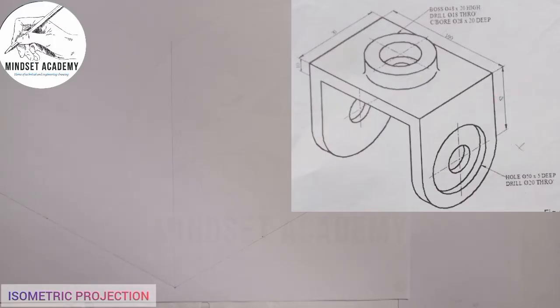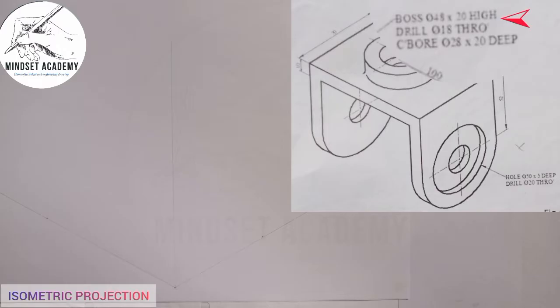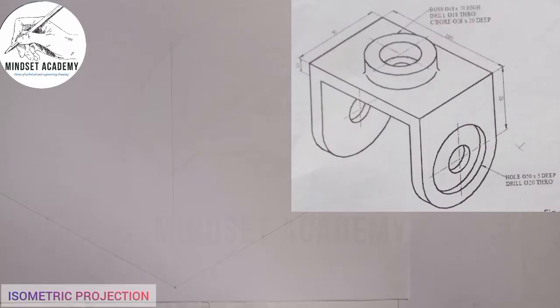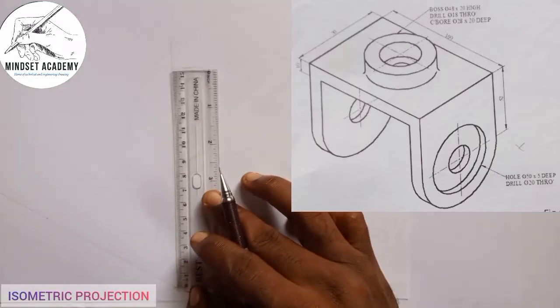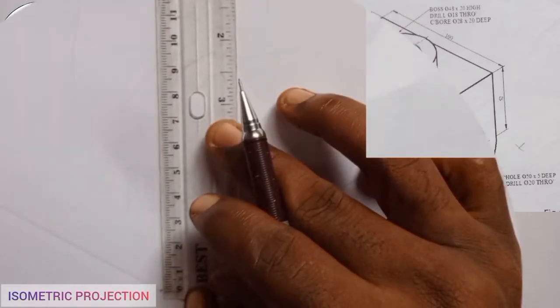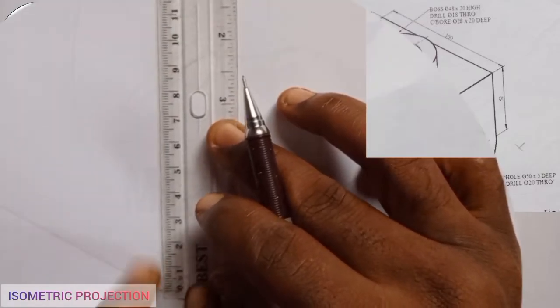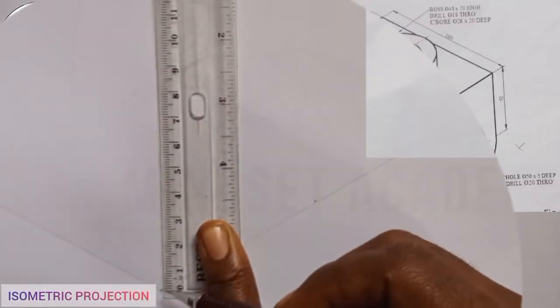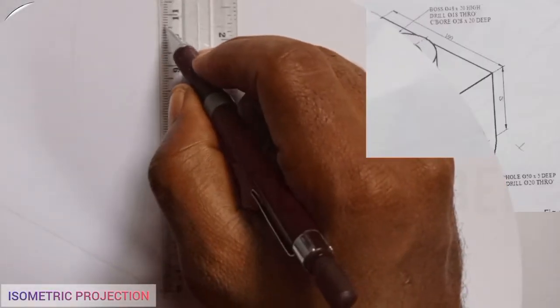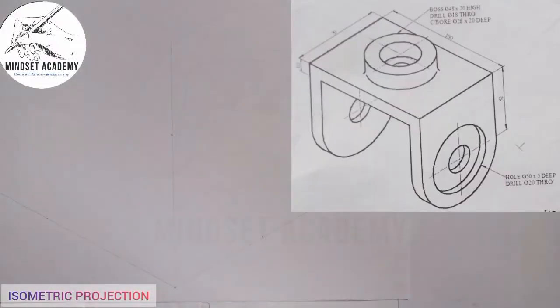Now if you read this inscription here, we are told that the boss is 48 millimeter diameter by 20 millimeter high. So the height of this shape is 20. If I add 20 to 87, I have 107. So I'm going to measure my total height to be 107. From this point here, I'll measure 100 and 107.